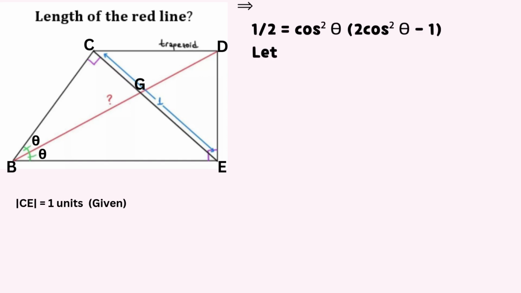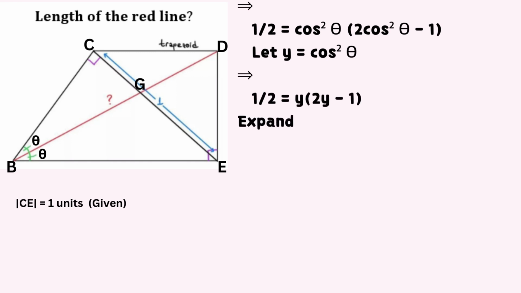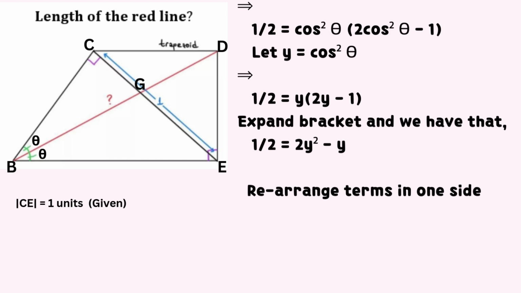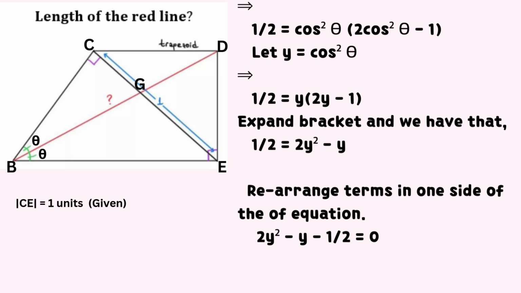Since half equals the result shown on the screen, let y equal cosine square theta. It implies that half equals the product of y and 2 times y minus 1. Expand the bracket and we have that half equals 2 times the square of y minus y. Rearrange terms to one side of the equation. We have that 2 times the square of y minus y minus half equals 0.